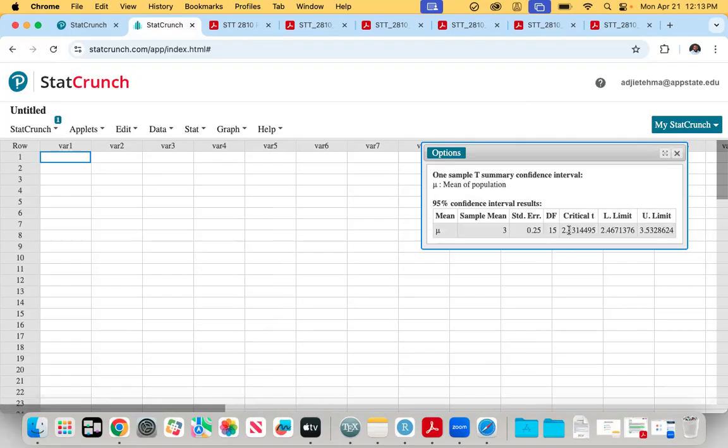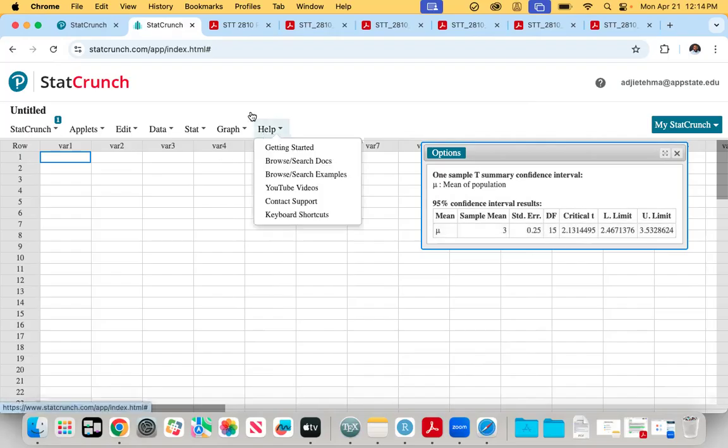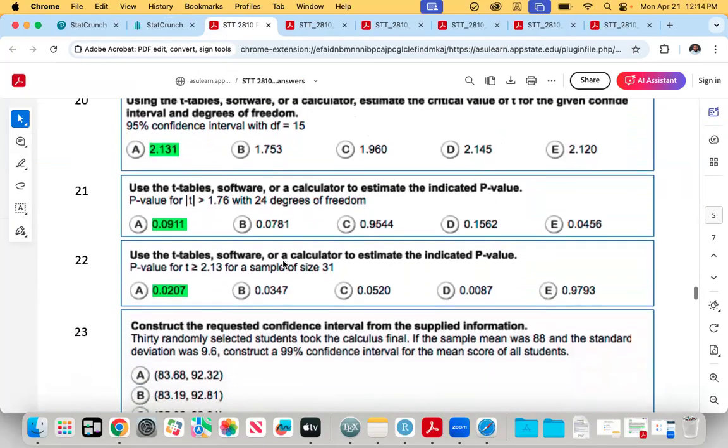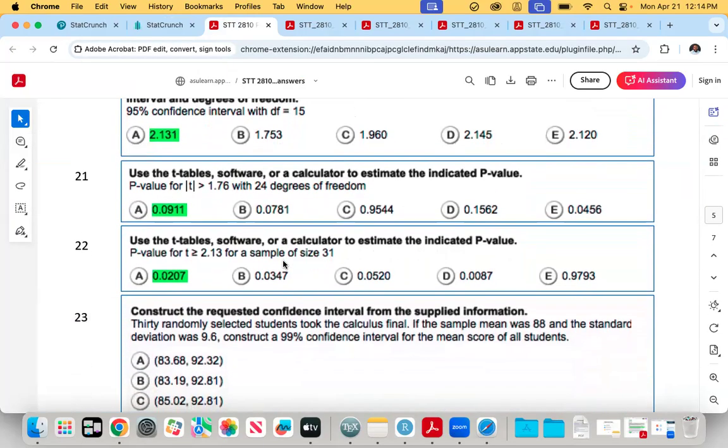So this is the critical T. You can see from here the degree of freedom is 15, which is correct. Is that okay? So the critical T is 2.13, and we can see that from here, 2.13. Let's get to 21.